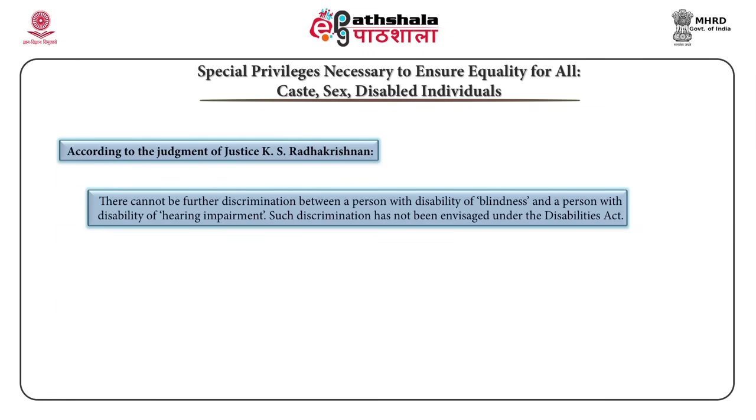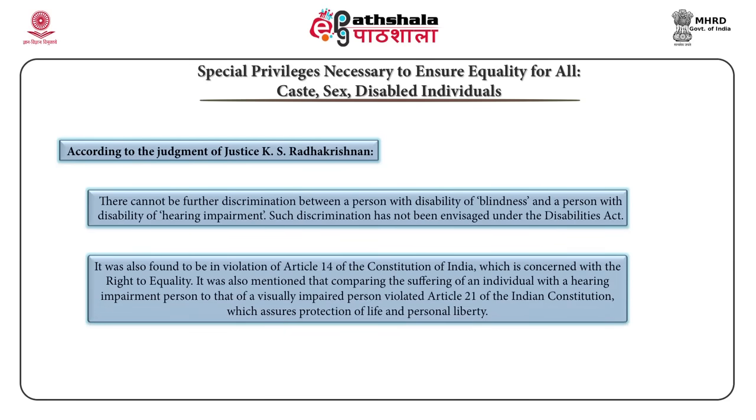Now, this is very interesting because, as I had mentioned, Article 14 makes no mention of disabled or differently abled citizens among the people who cannot be discriminated against, or the grounds of discriminating between people. It was also mentioned that comparing the suffering of an individual with a hearing impaired person to that of a visually impaired person violated Article 21 of the Indian Constitution, which assures protection of life and personal liberty.